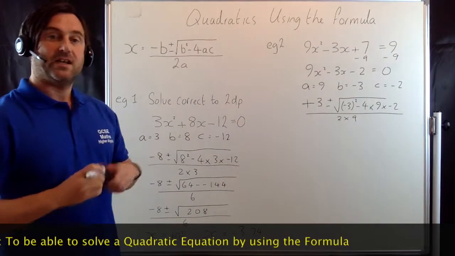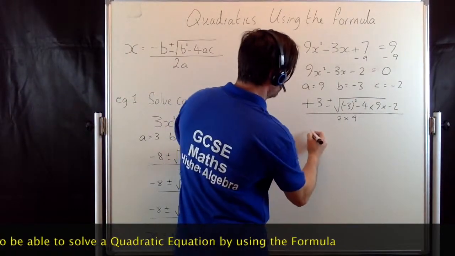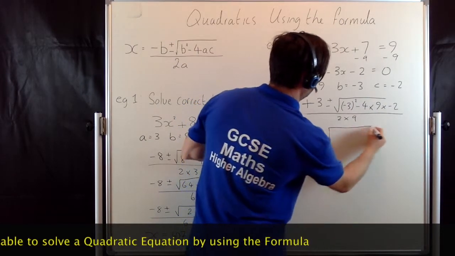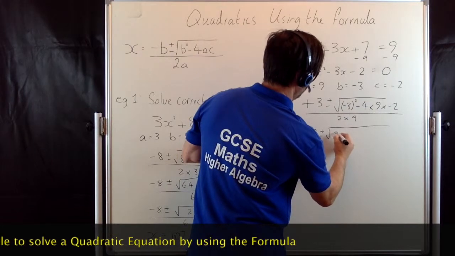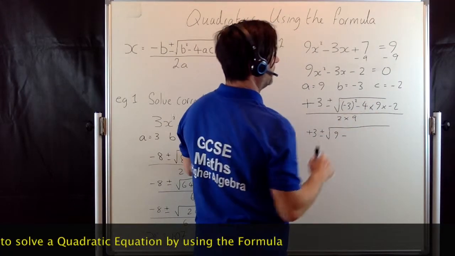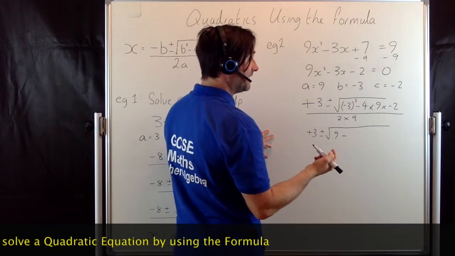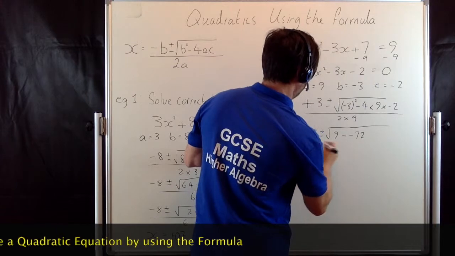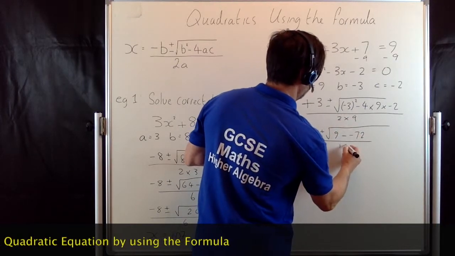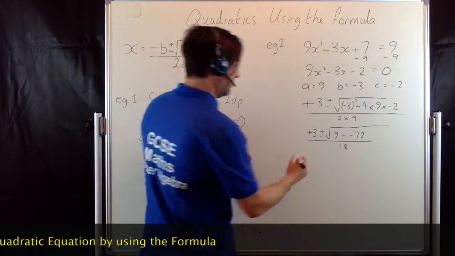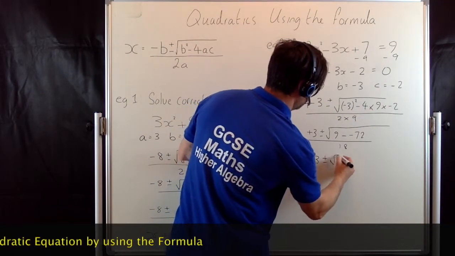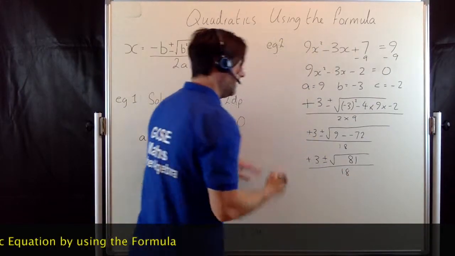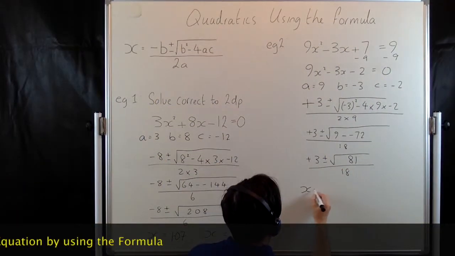First line. Now we're going to tidy it up a little bit. So I've got positive 3 plus or minus the square root of, well, minus 3 squared is 9. Take away 4 times 9 is 36. 36 times negative 2 is negative 72. All divided by 18. Then I have plus or minus the square root of 81, all divided by 18. Now I'm at the stage where I can put my two answers in.